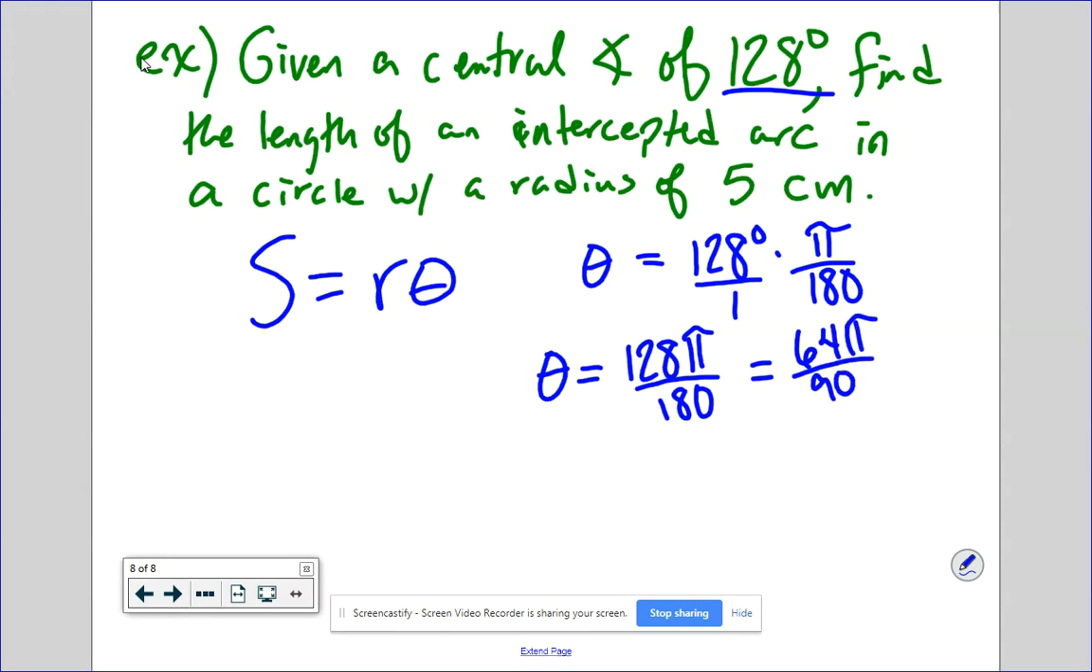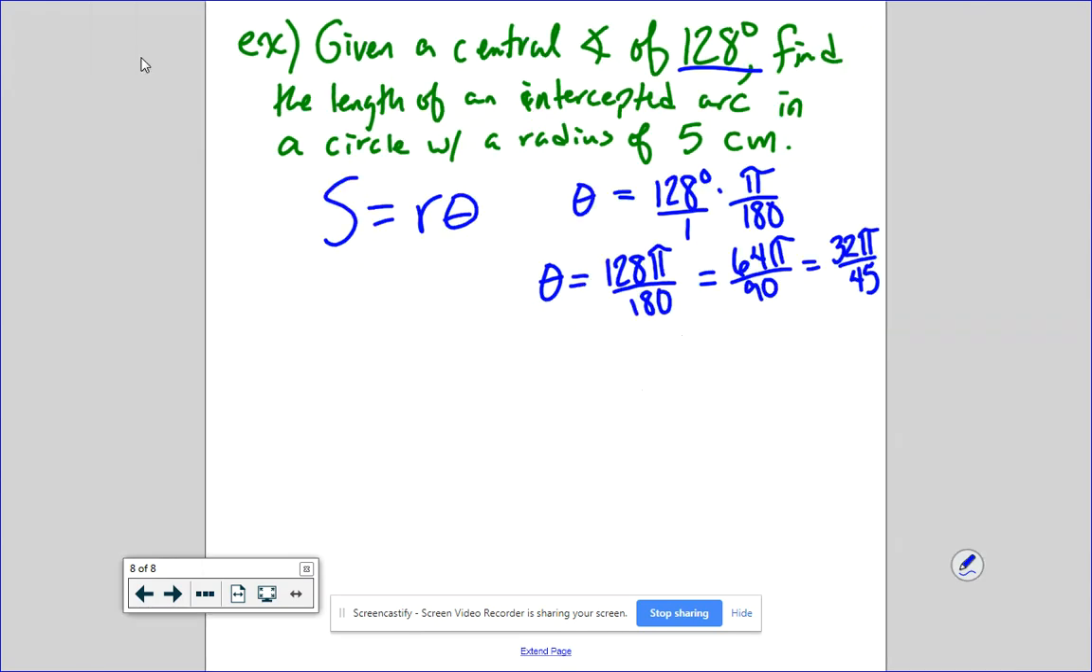Now, can you use a calculator to help with this part? Yes, but I don't want you to just plug this straight in. Divide by 2 again. 32 pi over 45. I think that's it. Yep. So that's our theta. 32 pi over 45. And then, what's our radius? 5.